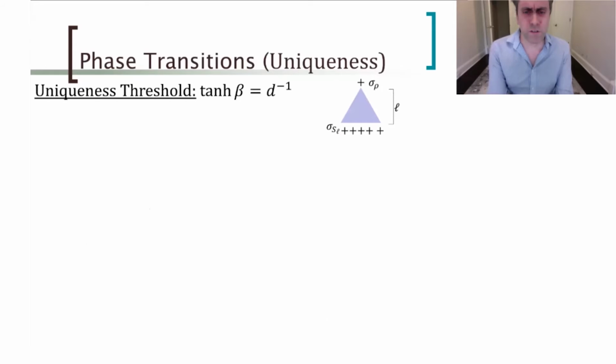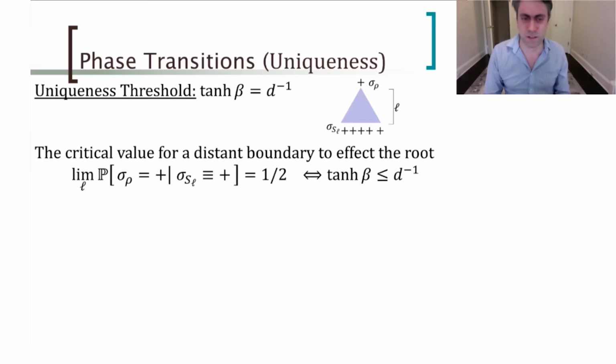Okay, and so there are two interesting thresholds for this model. The first is called the uniqueness threshold. It's when tanh of beta is 1 over d, and it corresponds to saying that if I condition all of the vertices at level L to be plus, then that will have an effect on the distribution at the root, even as L tends to infinity. So it's the question of whether or not a very distant boundary condition can have an effect on the value at the root.